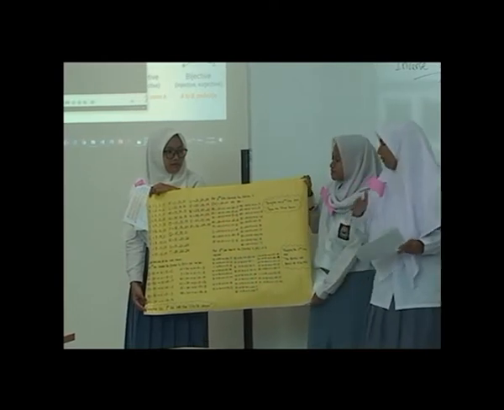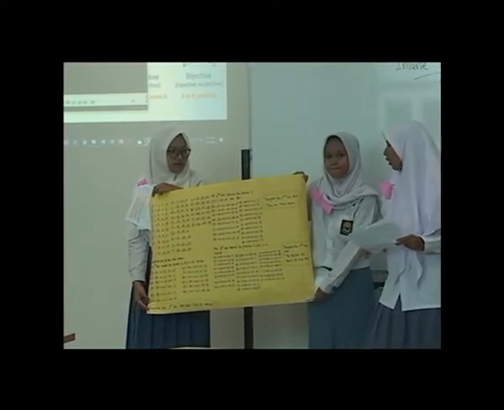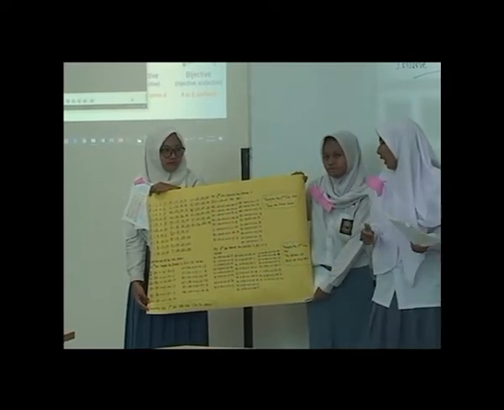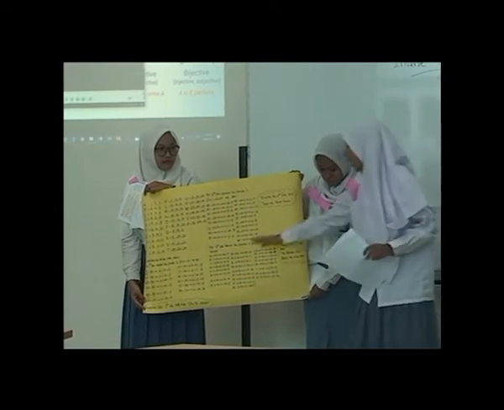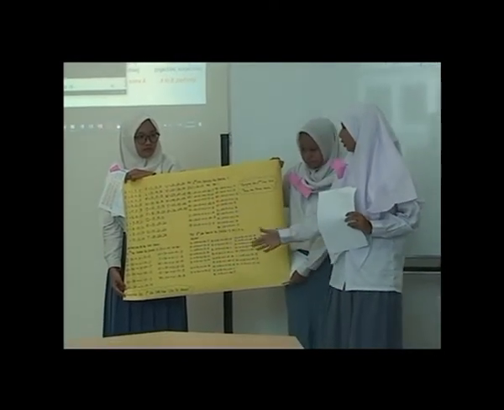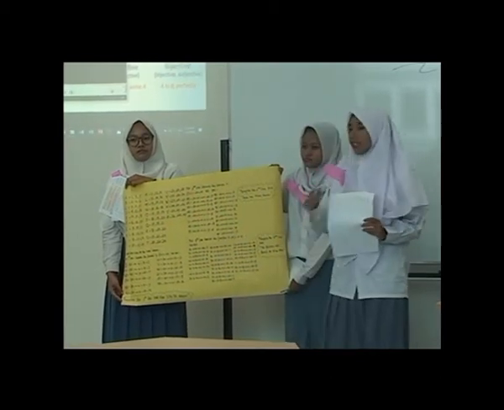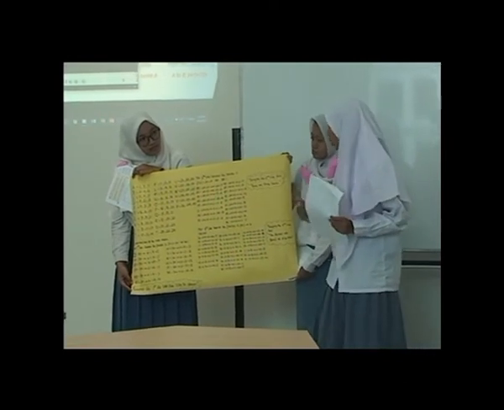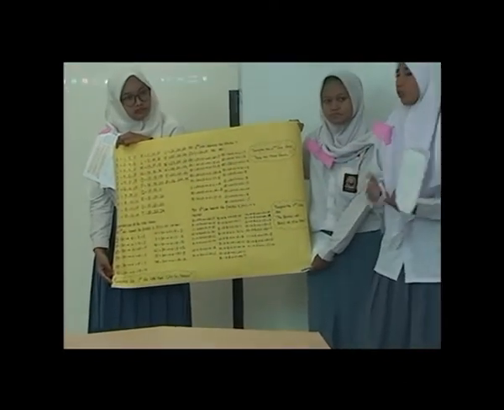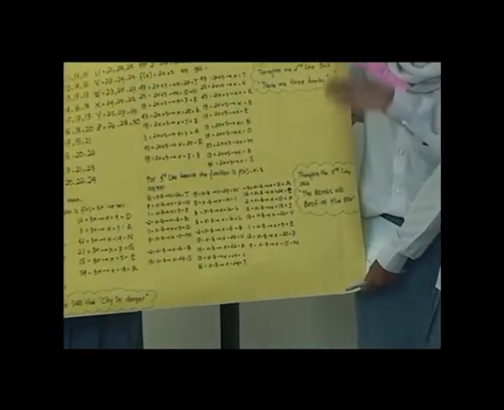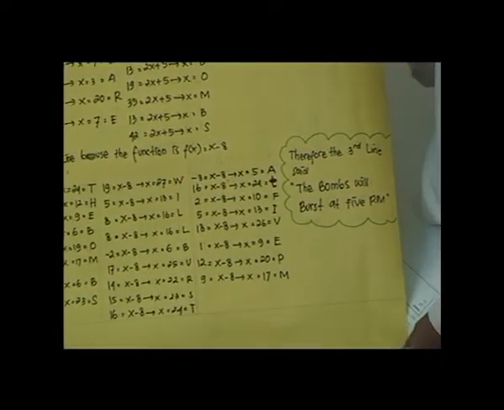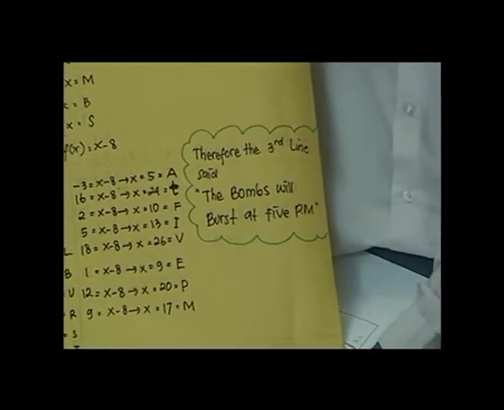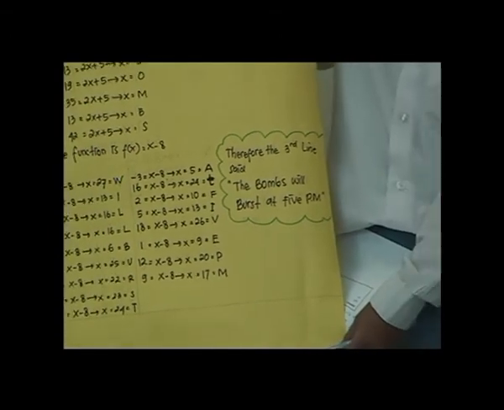For the third line, the function is fx is equal to x minus 8. So we get 16 is equal to x minus 8. So x is equal to 24 and it corresponds to Y. 4 is equal to x minus 8. So we get x is equal to 12 and it corresponds to L. And so on until we get the third line, which says that the bombs will burst at 5 p.m. And number 3 and number 4 will be presented by May.